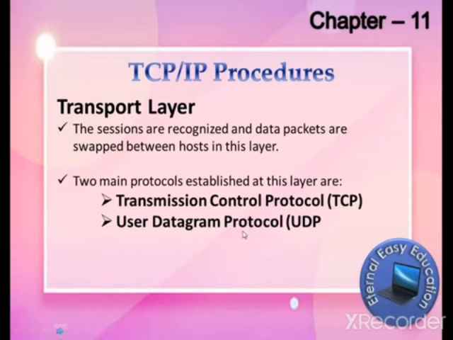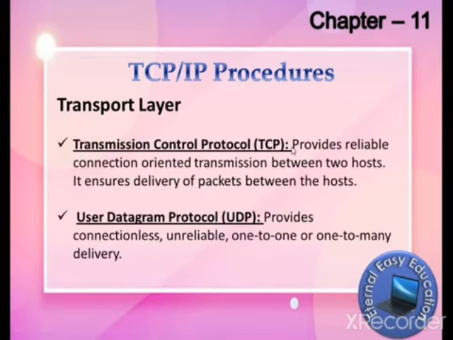Next, transport layer. Here the packets are converted to segments and swapped between the hosts, and it is taken care of by two protocols. One is TCP, another one is UDP. What is the working nature of TCP? TCP provides a reliable connection-oriented transmission between hosts. It ensures delivery of packets. That is the important point.